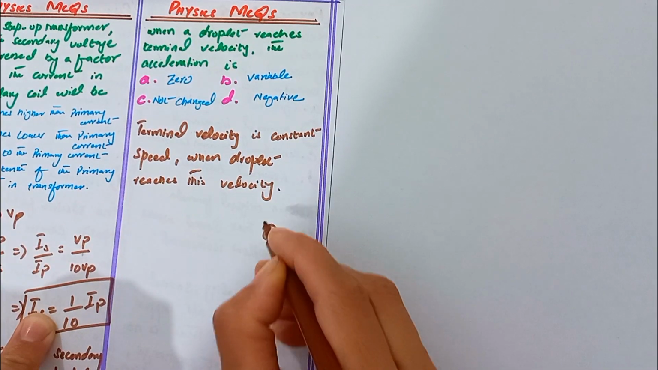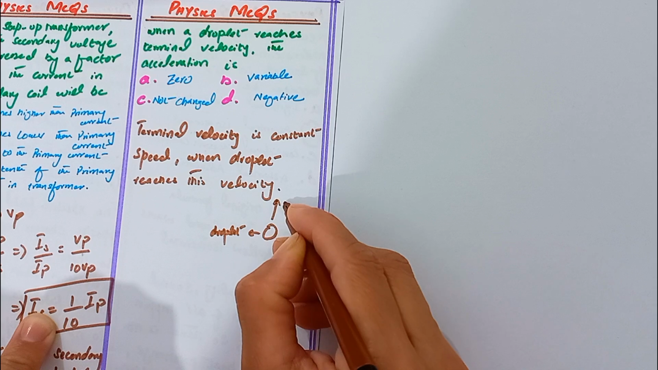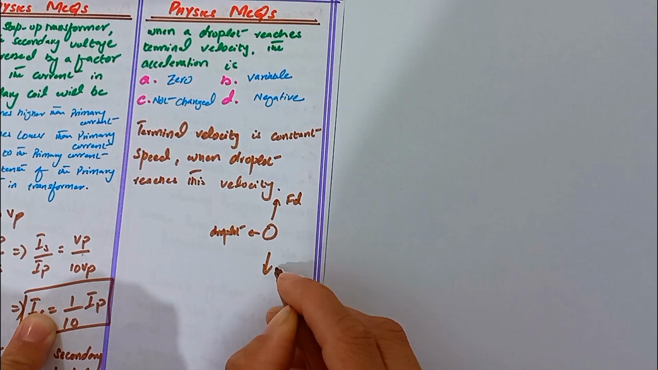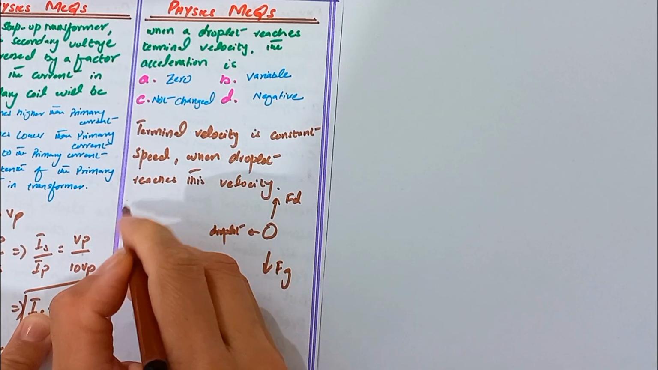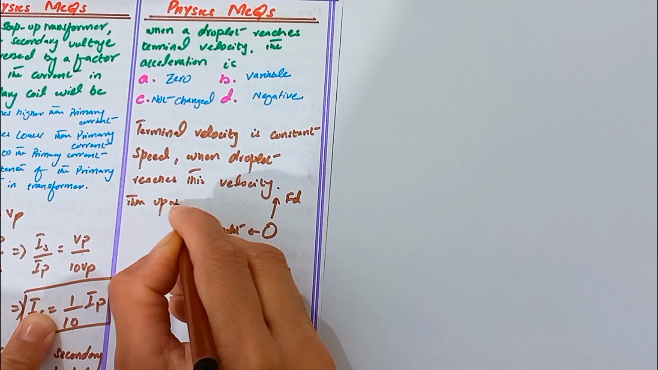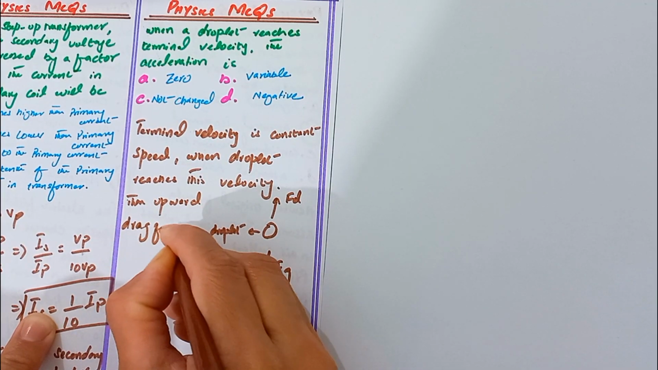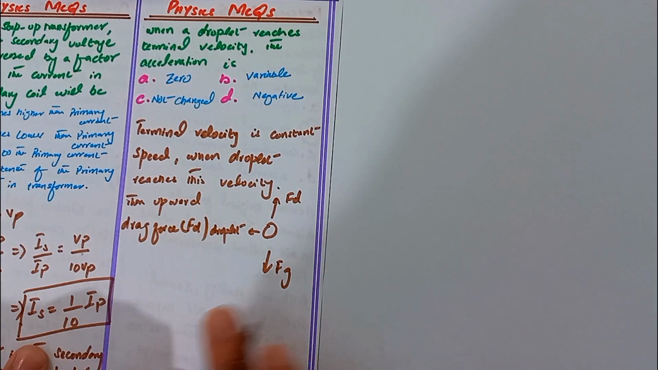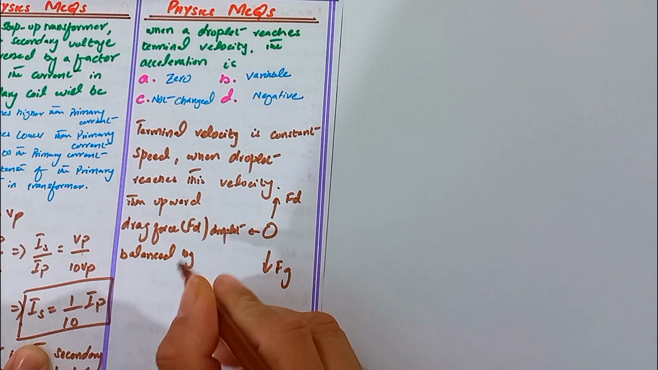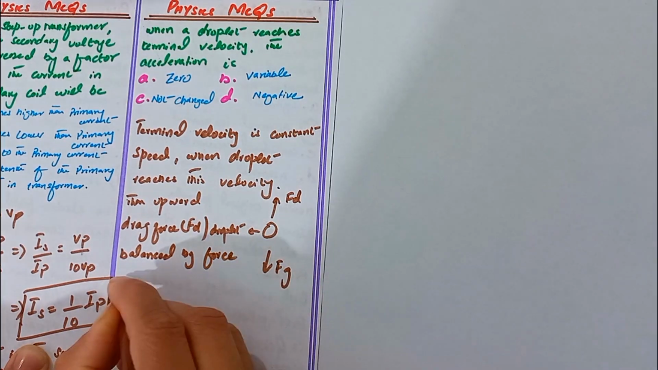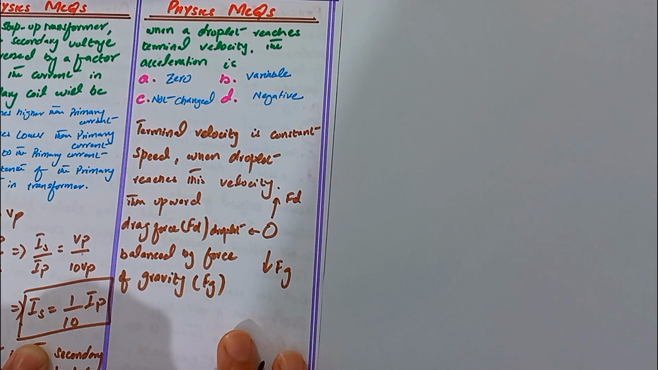So here we take the droplet. This is the droplet. The droplet reaches this terminal velocity when the upward drag force becomes equal to the downward gravity force. So when the droplet reaches the terminal velocity, then the upward drag force, that is Fd, is balanced by the force of gravity, Fg.